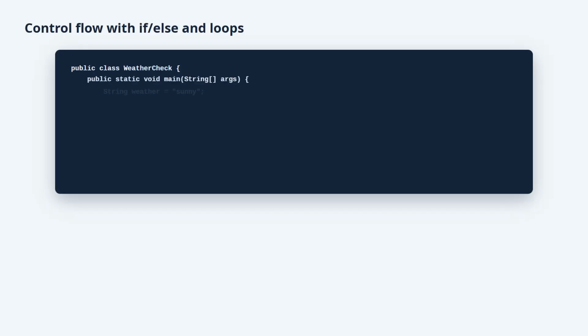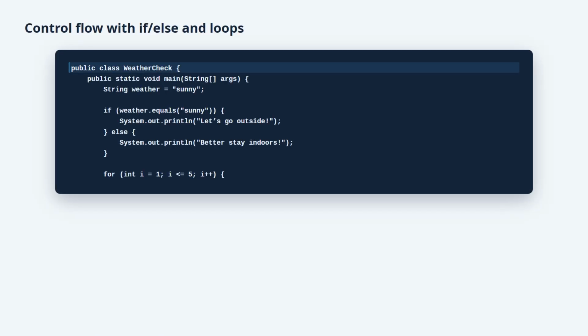Welcome back to our core Java tutorial for beginners. In this segment, we're diving into control flow using if-else statements and loops. Understanding control flow is essential because it makes your programs dynamic and responsive to different conditions. Let's start with the if-else statement. Imagine you want your program to check the weather. If it's sunny, you might print "let's go outside." If it's raining, you want to display "better stay indoors." In Java, that looks like this.